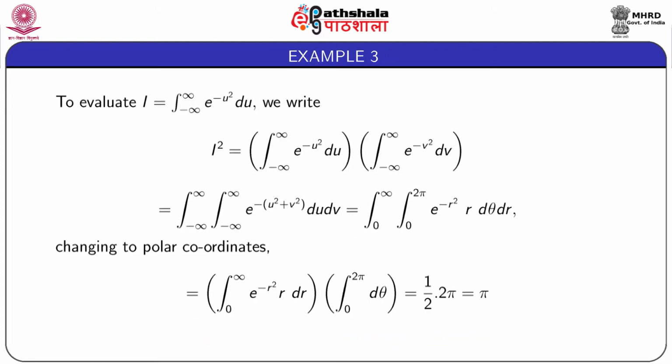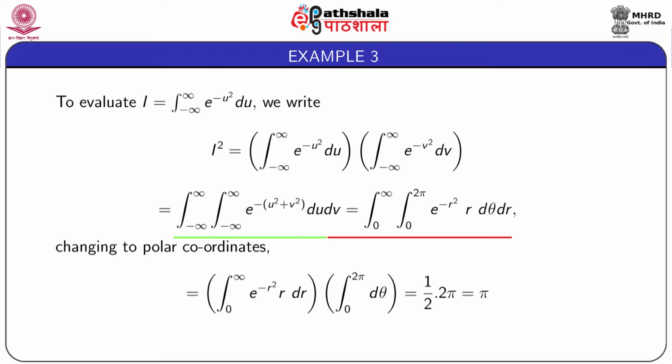Next we evaluate the integral I equal to integral from minus infinity to plus infinity e to the power minus u square du. To evaluate this, we write I square as integral from minus infinity to plus infinity e to the power minus u square du into integral from minus infinity to plus infinity e to the power minus v square dv. So that this becomes equal to the double integral from minus infinity to plus infinity e to the power minus (u square plus v square) du dv.